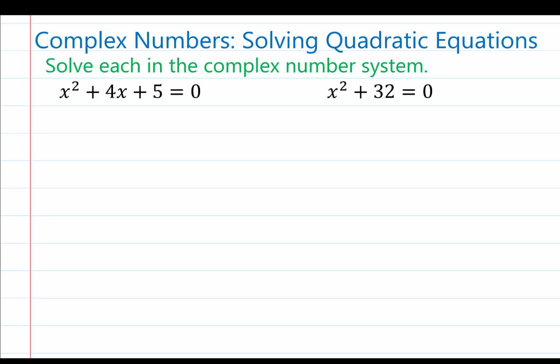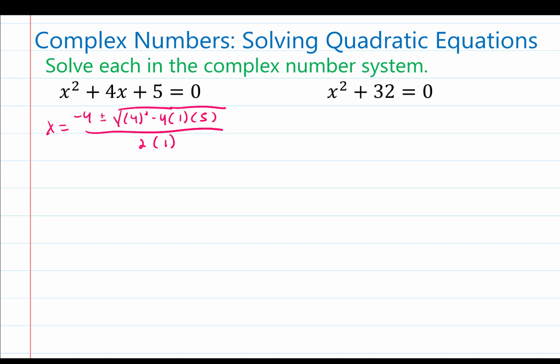So the first one is x squared plus 4x plus 5 is equal to 0. Using the quadratic formula, we have x is equal to the opposite of b, which is negative 4, plus or minus the square root of b squared, which is 4 squared, minus 4 times a, which is 1, times c, which is 5. And this is all over 2 times a, which is 1.